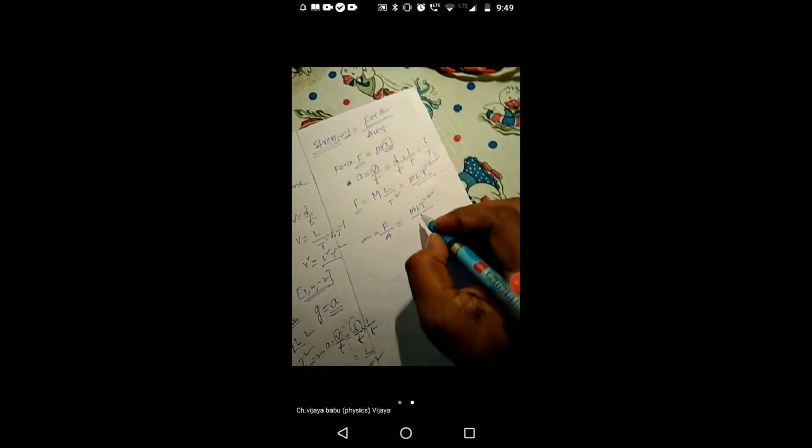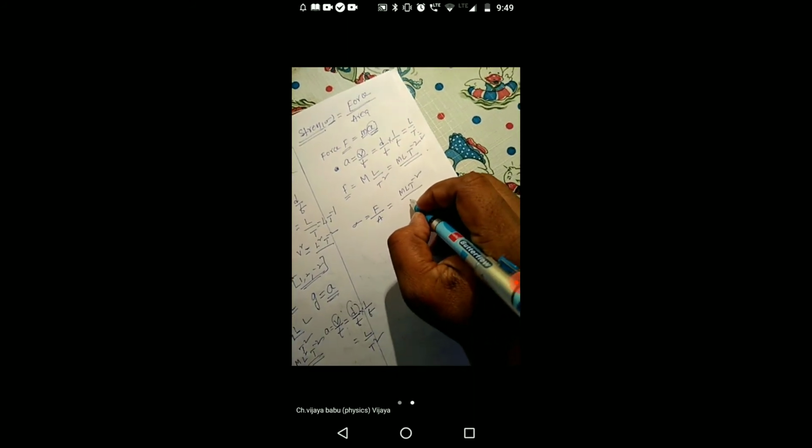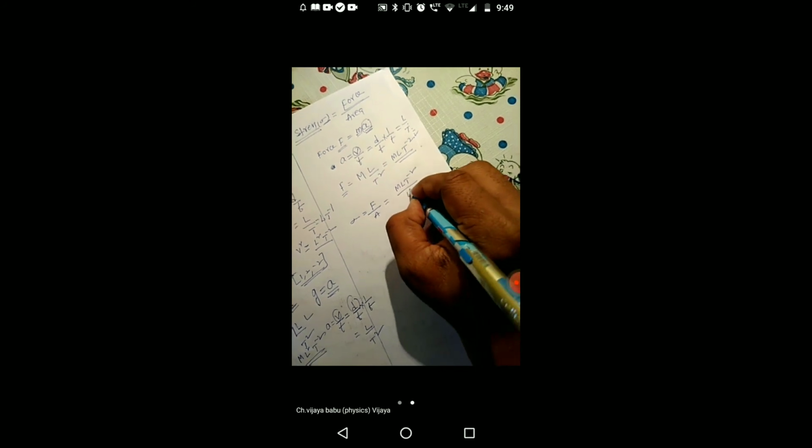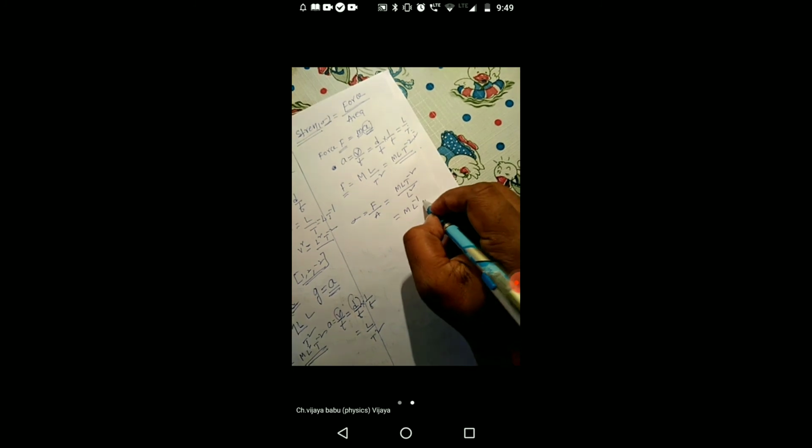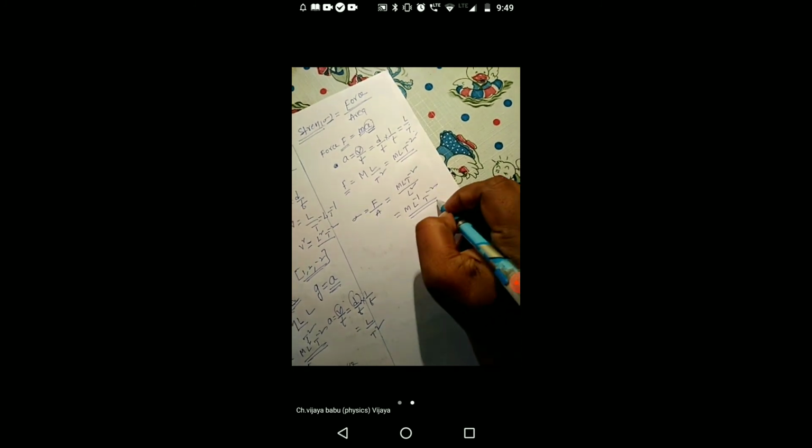But we need stress. Stress equal to force by area. Force dimensions are m L t power minus 2. Area is nothing but length into breadth. Length into breadth, we are taking length and breadth also L square. It means m L power minus 1 t power minus 2. It is the dimensional formula of stress.